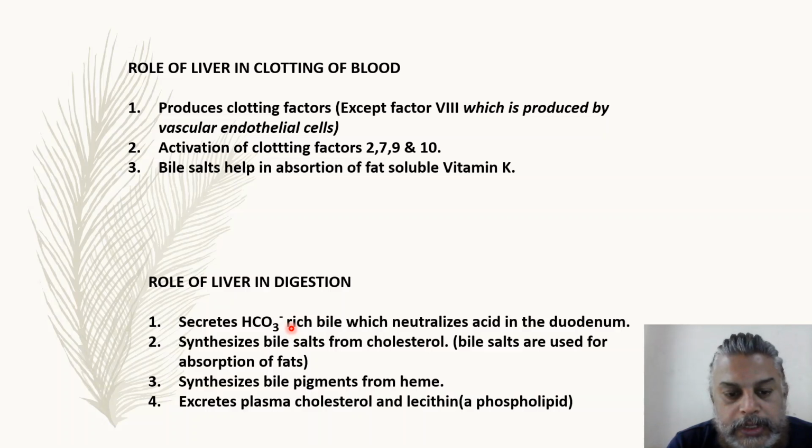The liver also synthesizes bile salts from cholesterol, which are used for absorption of fats. These bile salts act as detergents which emulsify the fats and make them easier to absorb. The liver also synthesizes bile pigments from the heme, which comes from senescent RBCs. It also excretes plasma cholesterol and lecithin, a type of phospholipid.